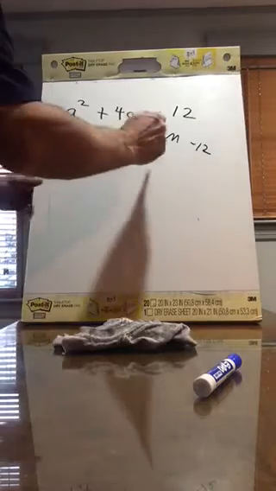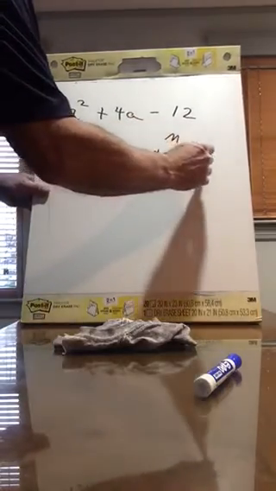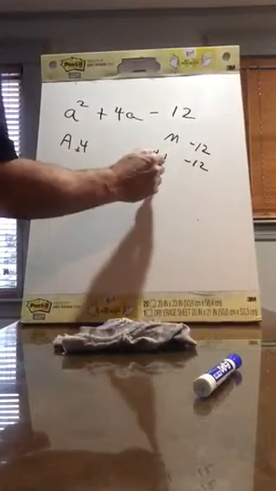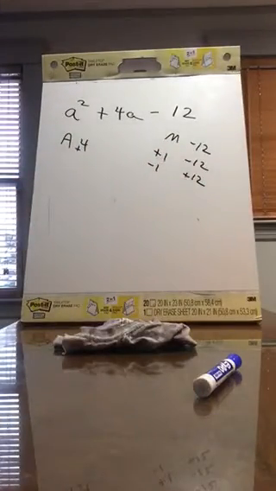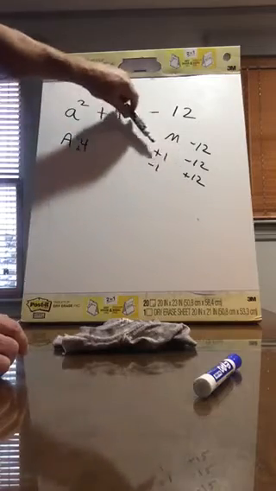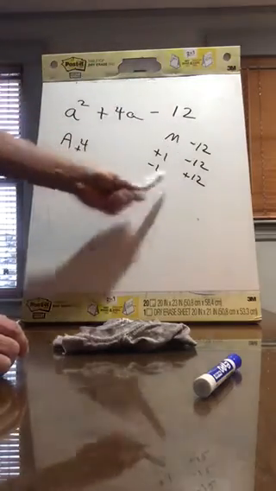So let's start with positive 1 times negative 12. Then I got to go negative 1, positive 12. That's a different combination. Because notice these two add up to negative 11. These two add up to positive 11.